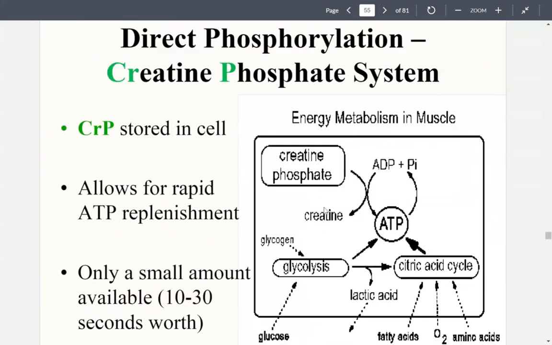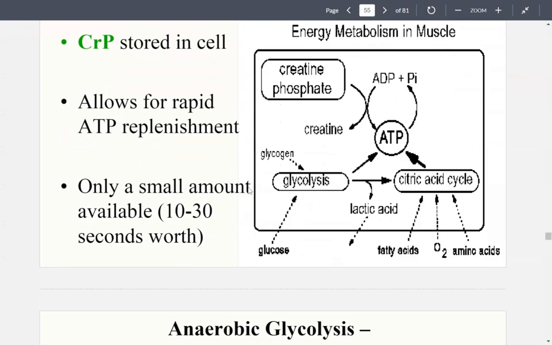All right, direct phosphorylation, the creatine phosphate system, also known as CRP. This is going to be stored within the cell, and it allows for rapid ATP replenishment. Only a little bit of this creatine phosphate is available at any given moment, about 10 to 30 seconds worth of energy, and then it has to be restored. This creatine phosphate has to be replenished by the bloodstream. So this is very fast, quick. This is like a 30-second sprint.